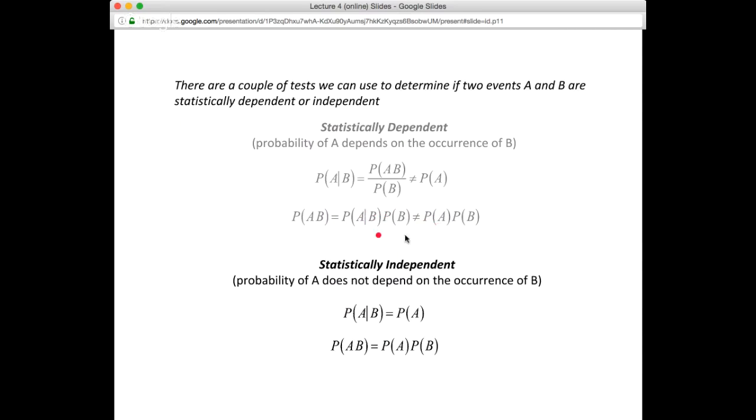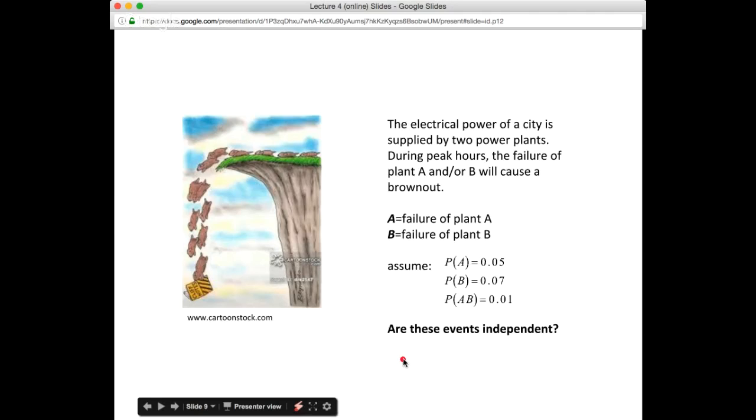Likewise, if we go back to that product rule, if they're statistically independent, then the conditional probability of A given B is just probability A. And so in that event, the probability of the intersection of A and B is exactly equal to the probability of A times the probability of B. So armed with that information, let's go back to this example and determine whether these two events A and B are statistically independent or dependent.